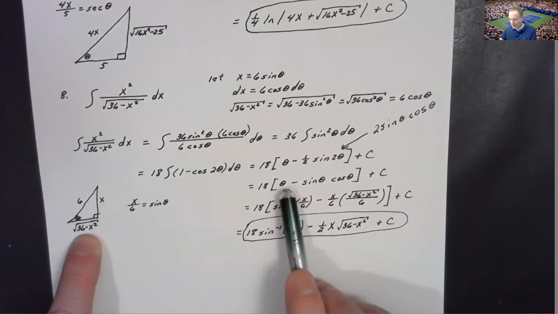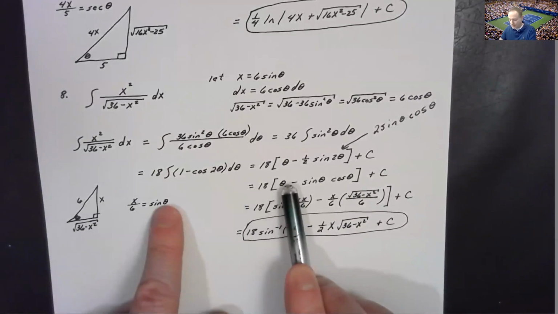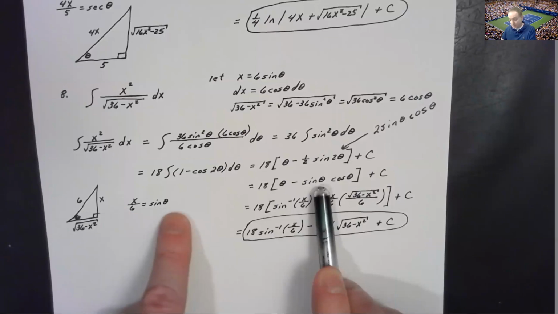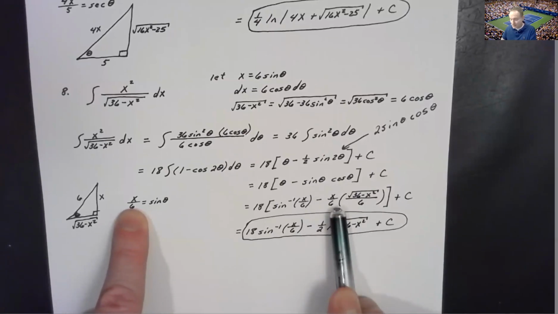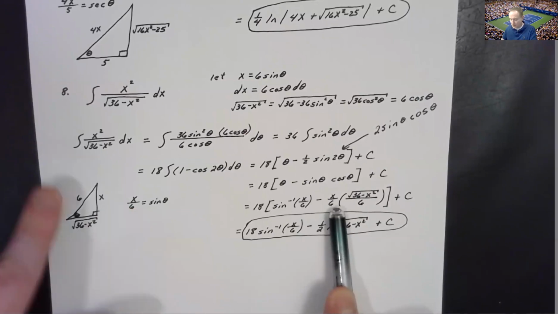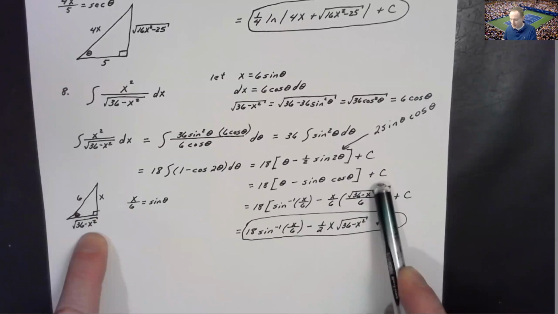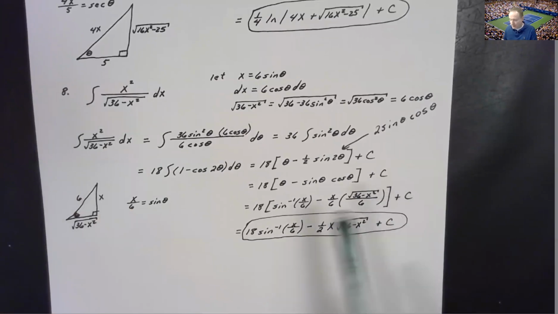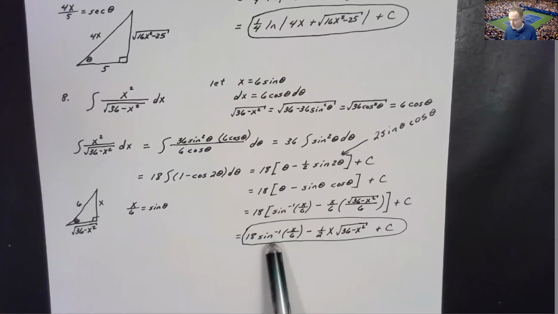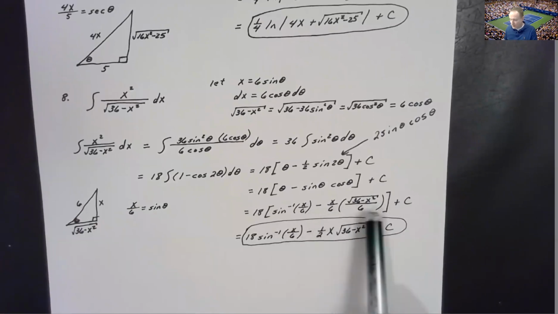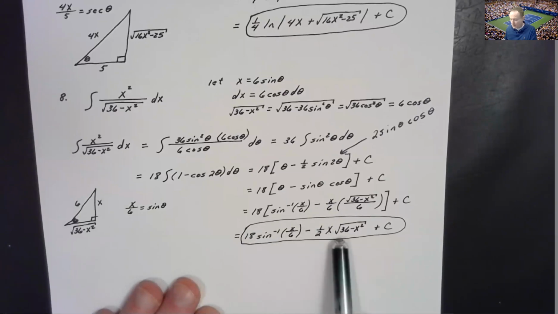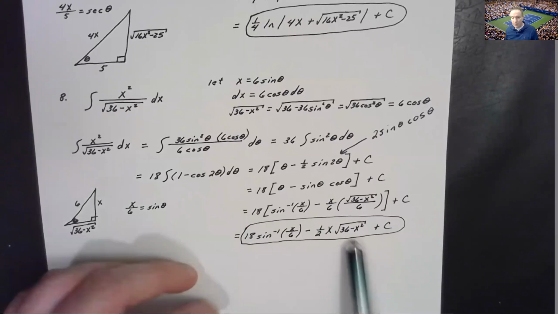Now I go in and I can say, all right, 18 times the group theta, we've already discussed, theta is going to be the inverse sine of x over 6, minus the sine of theta, which obviously is x over 6, times the cosine of theta, which will be adjacent over hypotenuse. That's the square root of 36 minus x squared over 6. Now just cleaning this answer up, I distributed the 18 through and got 18 inverse sine of x over 6. My second term would have had a denominator of 36, but I'm multiplying it by 18. So 18 over 36 gave me minus 1/2 x times the square root of 36 minus x squared, plus your glorious constant of integration.